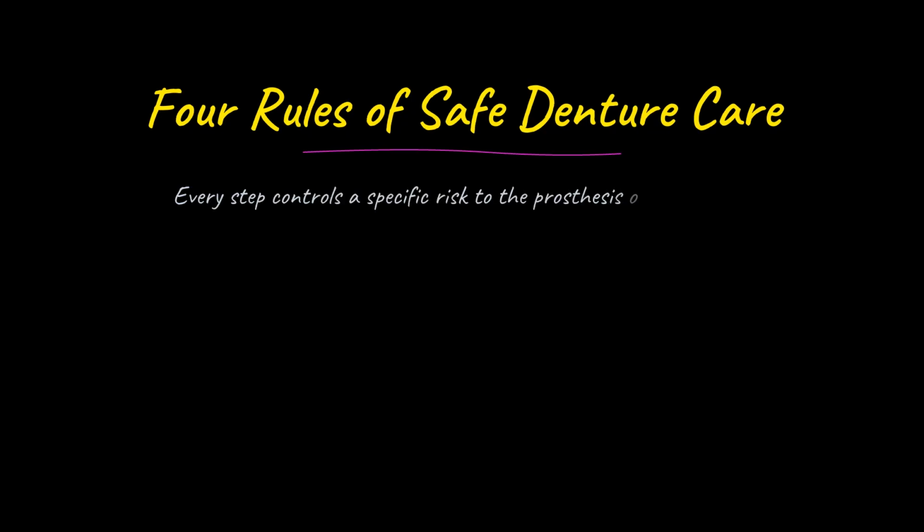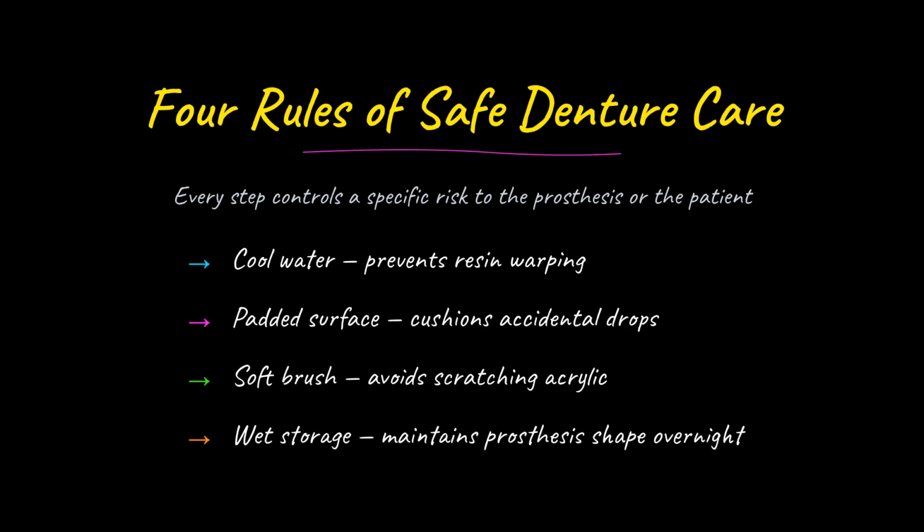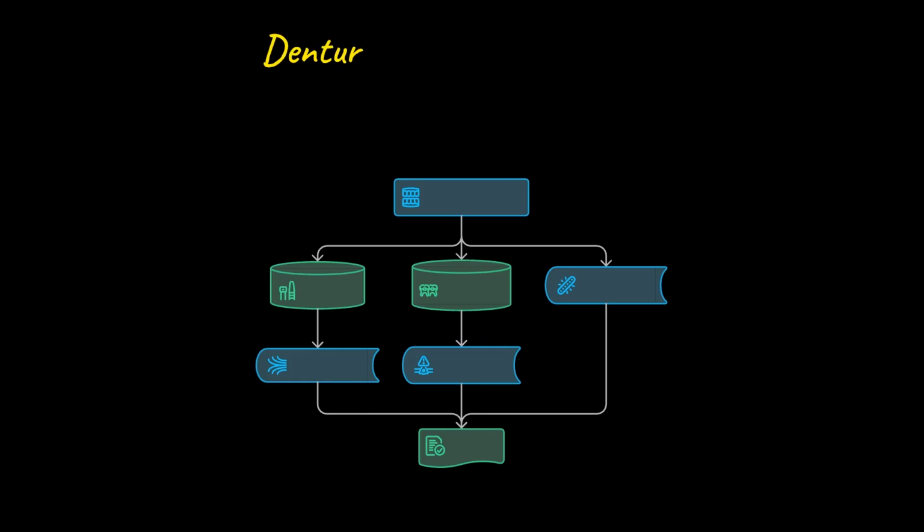Safe denture care is built on 4 anchors. Cool water prevents the acrylic resin from warping. A padded water-filled sink cushions any drop. A soft denture brush cleans without scratching surfaces where bacteria can hide. And overnight storage in solution keeps the prosthesis hydrated so it holds its shape.